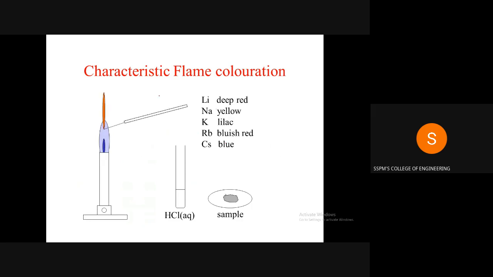So these are the characteristic flame tests. Lithium has a deep red color. Sodium has a yellow color. When you burn these alkali metals on a flame, in a burner, while burning the element, it gives a characteristic flame color. Potassium gives a lilac color, rubidium gives a bluish red color, and cesium gives a blue color flame.